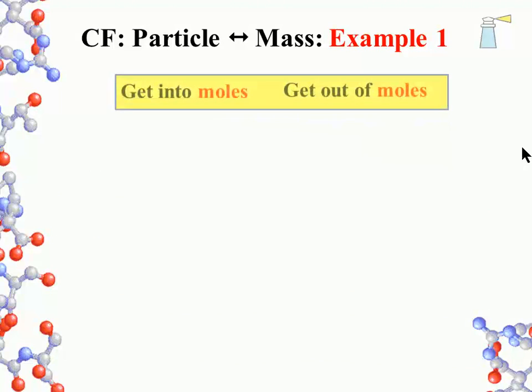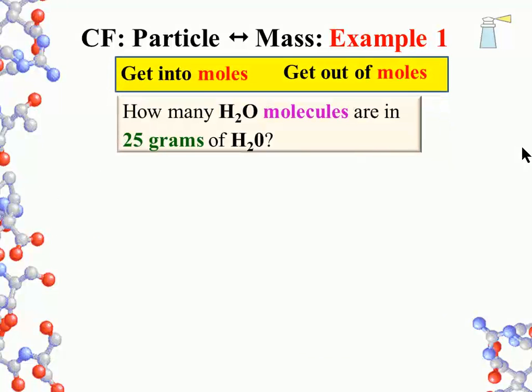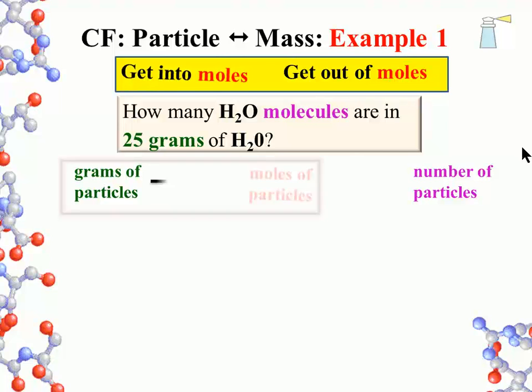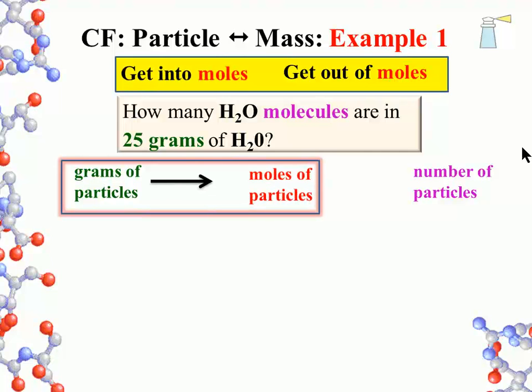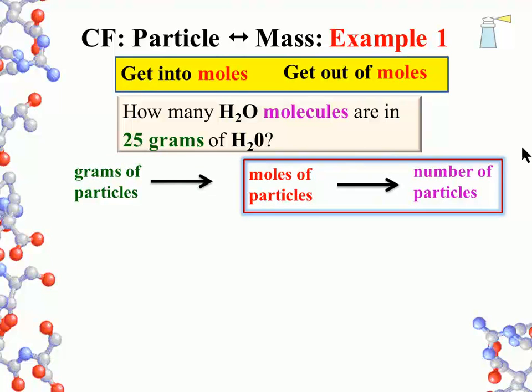Our first conversion asks us to find how many molecules of H2O are there in 25 grams of H2O. The overall conversion is going from mass, grams of particles, to numbers of particles, with molecules being the particles. Since we do not have a direct conversion between these units, we need more than one conversion. We will need 2 conversions to be exact. Fortunately, we have our refrain to help us along. The first conversion will be to get into moles, and the second will be to get out of moles and into number of molecules.